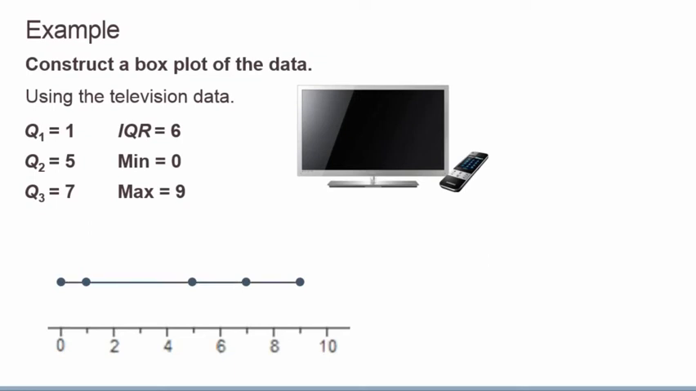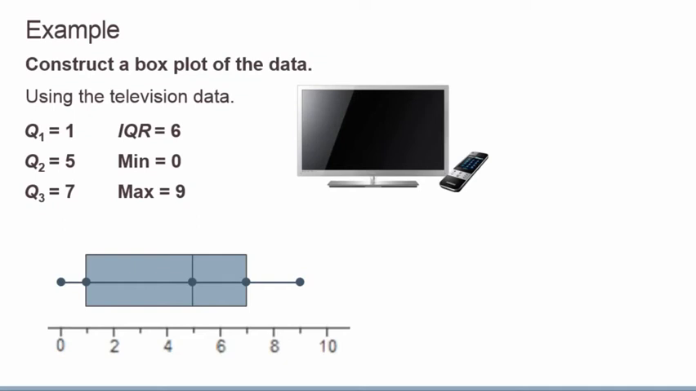Notice that my 5-number summary is plotted above the number line, not on the number line. Next, we want to draw a box with lines through Q1 and Q3 containing Q2. This is our interquartile range. Finally, we draw a line through the median.